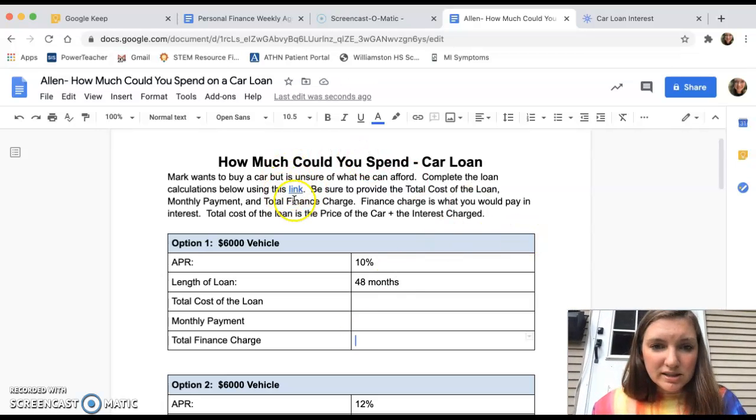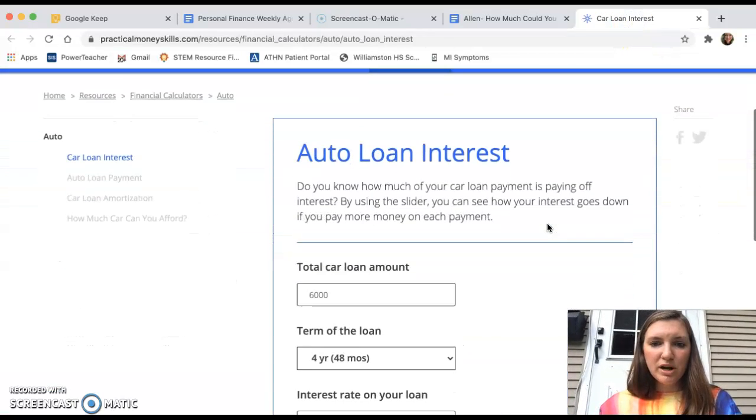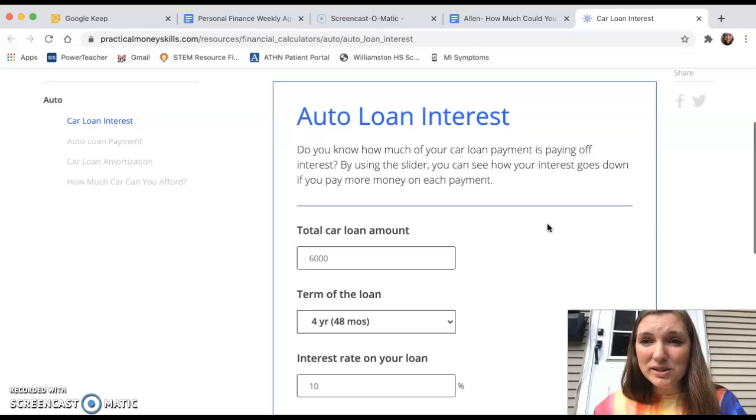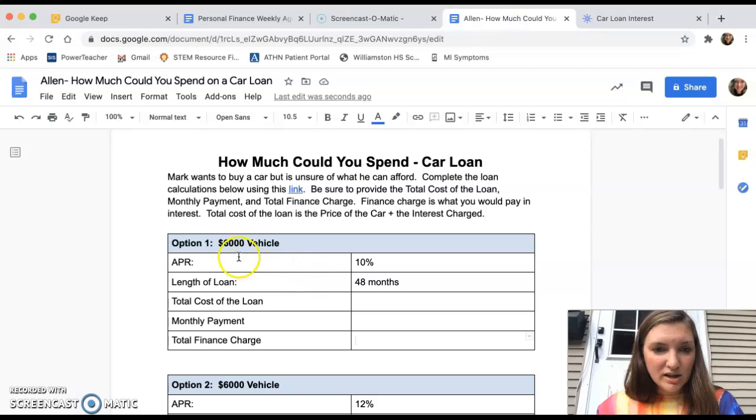So when I click on this link right here, it takes me to this page, which is an auto loan interest calculator. I'm going to put in the total car loan amount, how long the loan is for, and the interest rate on the loan, which I can find here. So this is the total amount that the vehicle costs. The APR means the annual percentage rate, which is the interest on the loan.